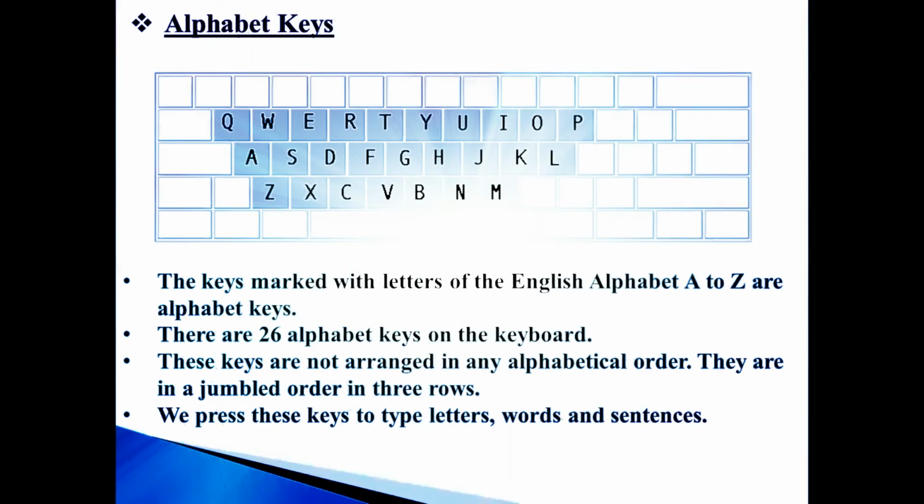Let's learn about alphabetic keys. Now, we know that there are 26 alphabets, okay? But on the keyboard, they are all presented in a random way. That means A, B, C, D is not presented in that order. They are presented in three different rows, and that too in a random way.